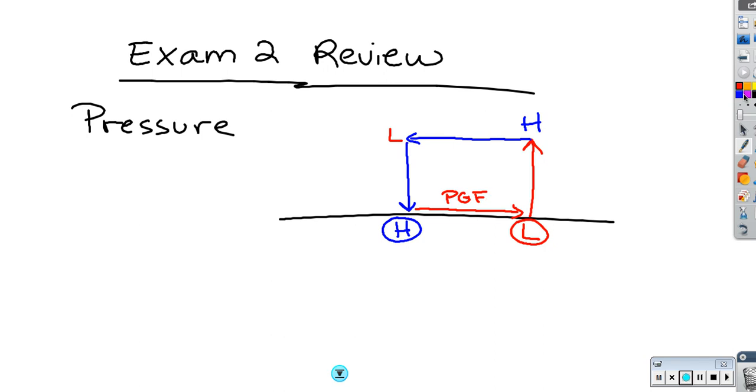The pressure gradient force was also responsible for this motion here. The pressure gradient force always gets air to flow from high to low. So not to be confused with the vertical motion. See, this is horizontal, this is left and right at the same altitude, whether it's on the surface or aloft. You get something different vertically.